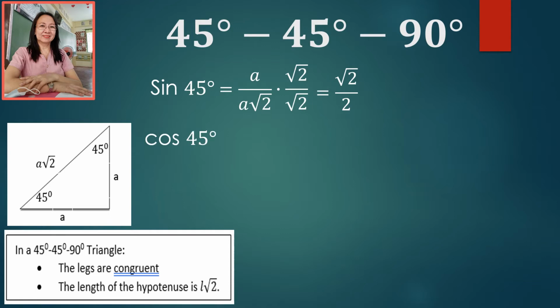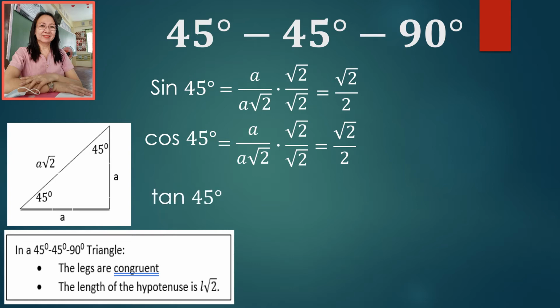Similarly, for cosine 45 degrees, which is described as adjacent over the hypotenuse, adjacent to 45 degrees is A, and the hypotenuse is A square root of 2. So similar to the first one, we have to rationalize this and we will arrive at the same answer. So cosine 45 degrees has the measure of square root of 2 over 2.